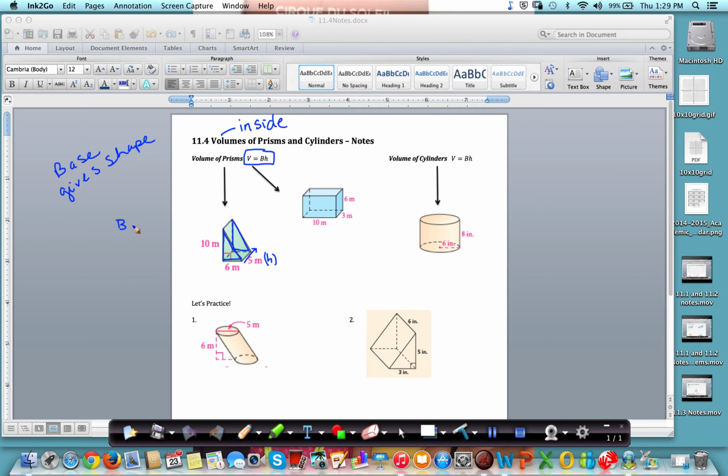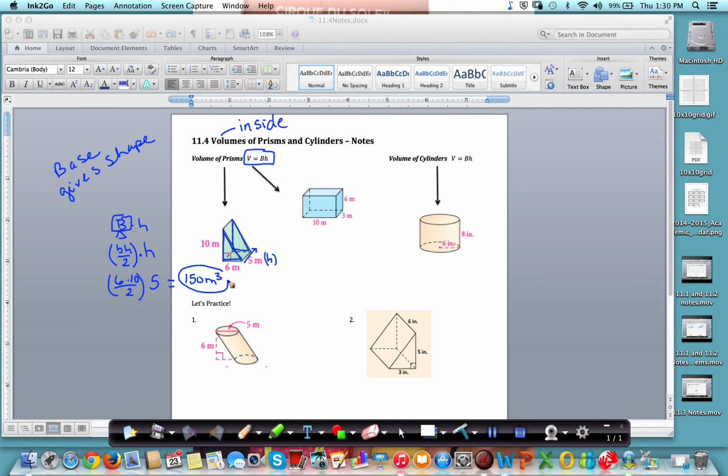So if we do base times height, we know that the base is a triangle and the area of a triangle is base times height divided by 2. We can replace this b with base times height over 2 because they mean the same thing, times the actual height of the prism itself. This formula looks a little weird because there's 2 h's in it. So we have the base 6 times the height 10 of my triangle, divide by 2, multiply by the height of the figure, which is 5, and that gives me a volume of 150 meters cubed.